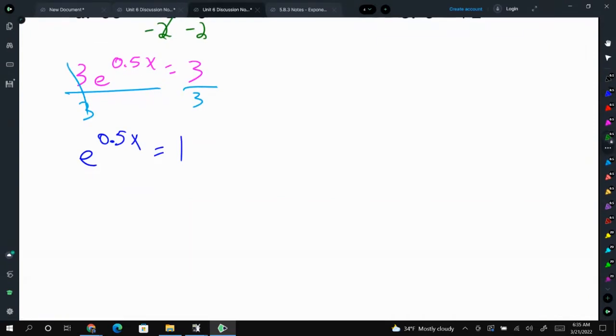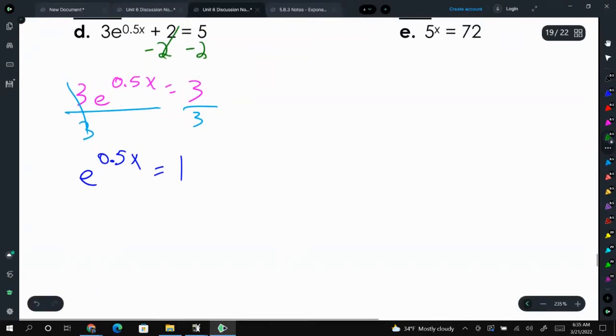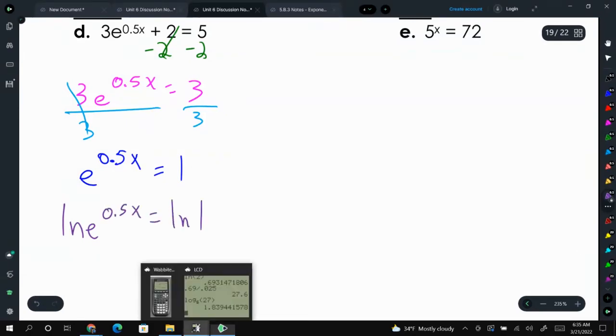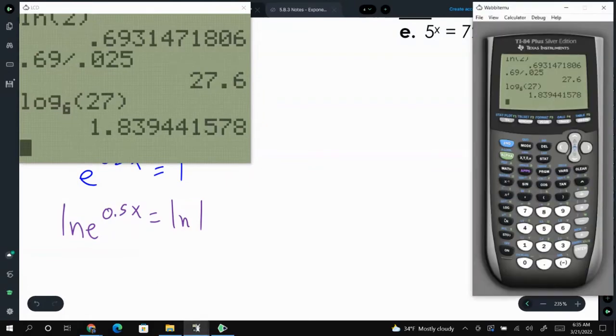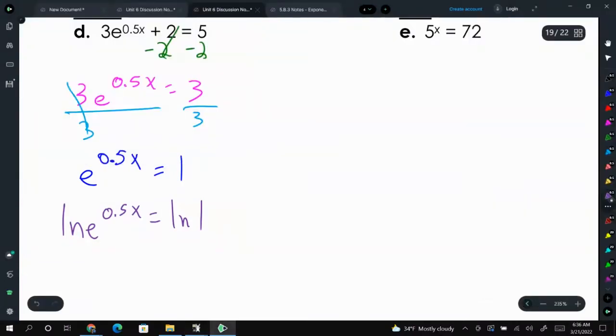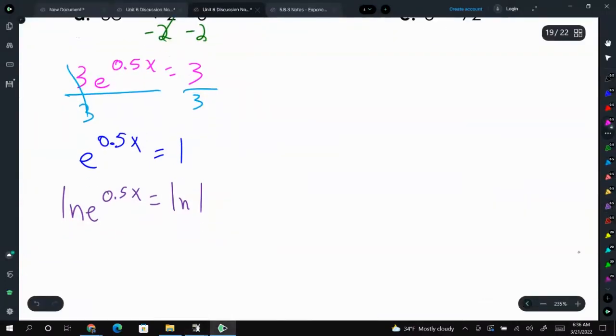And now from this point, we can take the ln, or the natural log, of both sides, or switch this to a logarithmic form. So we have the ln of e to the 0.5x equals the ln of 1. The ln of 1, I believe, is 0. Yep, 0. So these cancel, we're left with 0.5x equals 0. And when we divide both sides by 0.5, we get x equals 0.